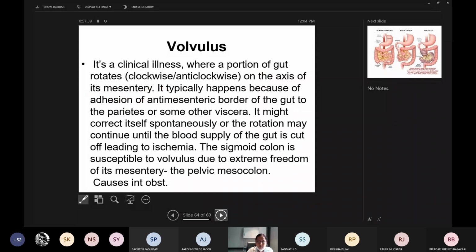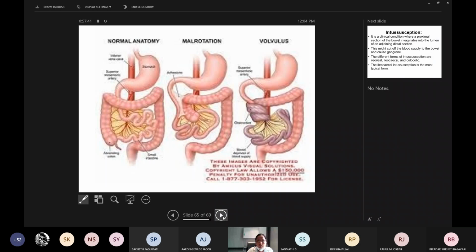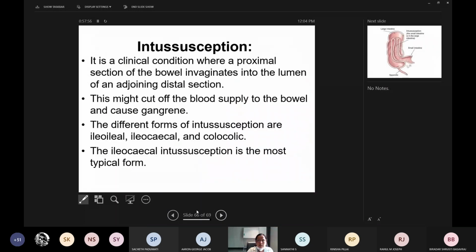Commonly seen in the sigmoid colon. So you can see here, this is the twisting. When it rotates around the axis of its mesentery, that is called volvulus, and it commonly leads to strangulation and intestinal obstruction.